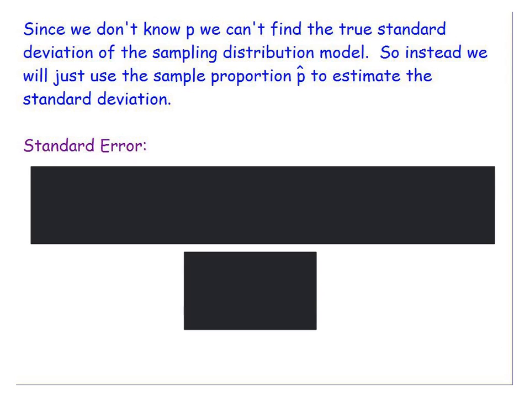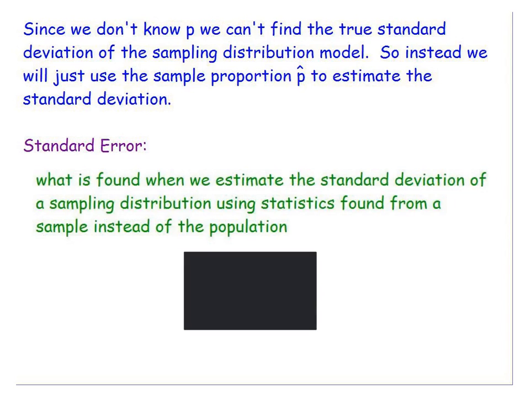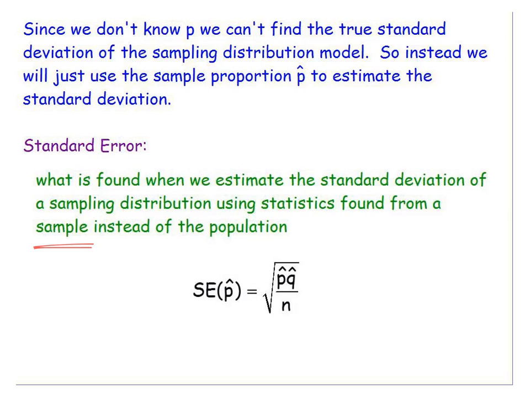Very similar concept. Standard error is simply what is found when we estimate the standard deviation of a sampling distribution using statistics found from a sample instead of the population. So when we use a p hat and a q hat instead of a p and a q, we're finding standard error instead of standard deviation. However, their formulas look very, very similar. The formula for standard error looks just like this. Instead of standard deviation, SD, we use SE for standard error. And instead of P, we're using P hat.